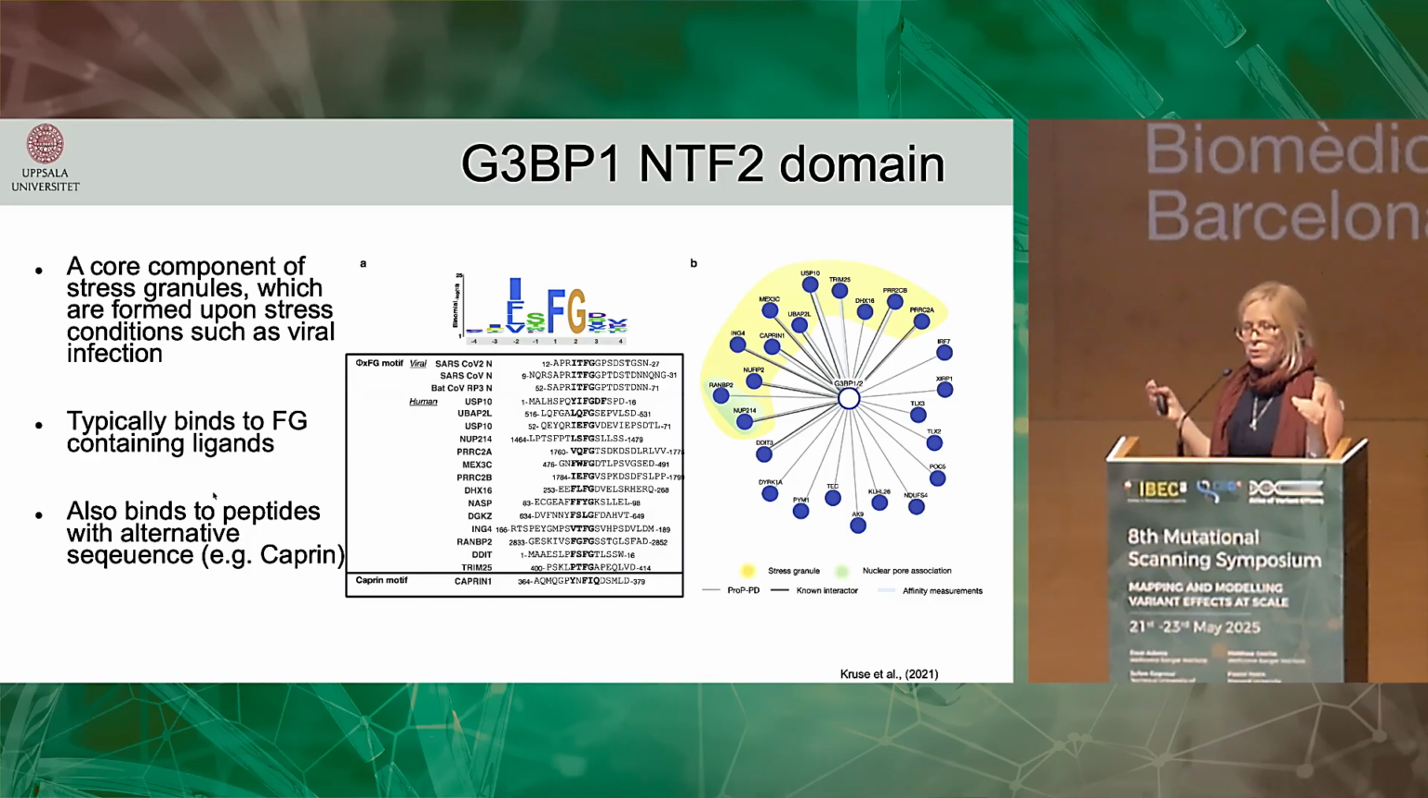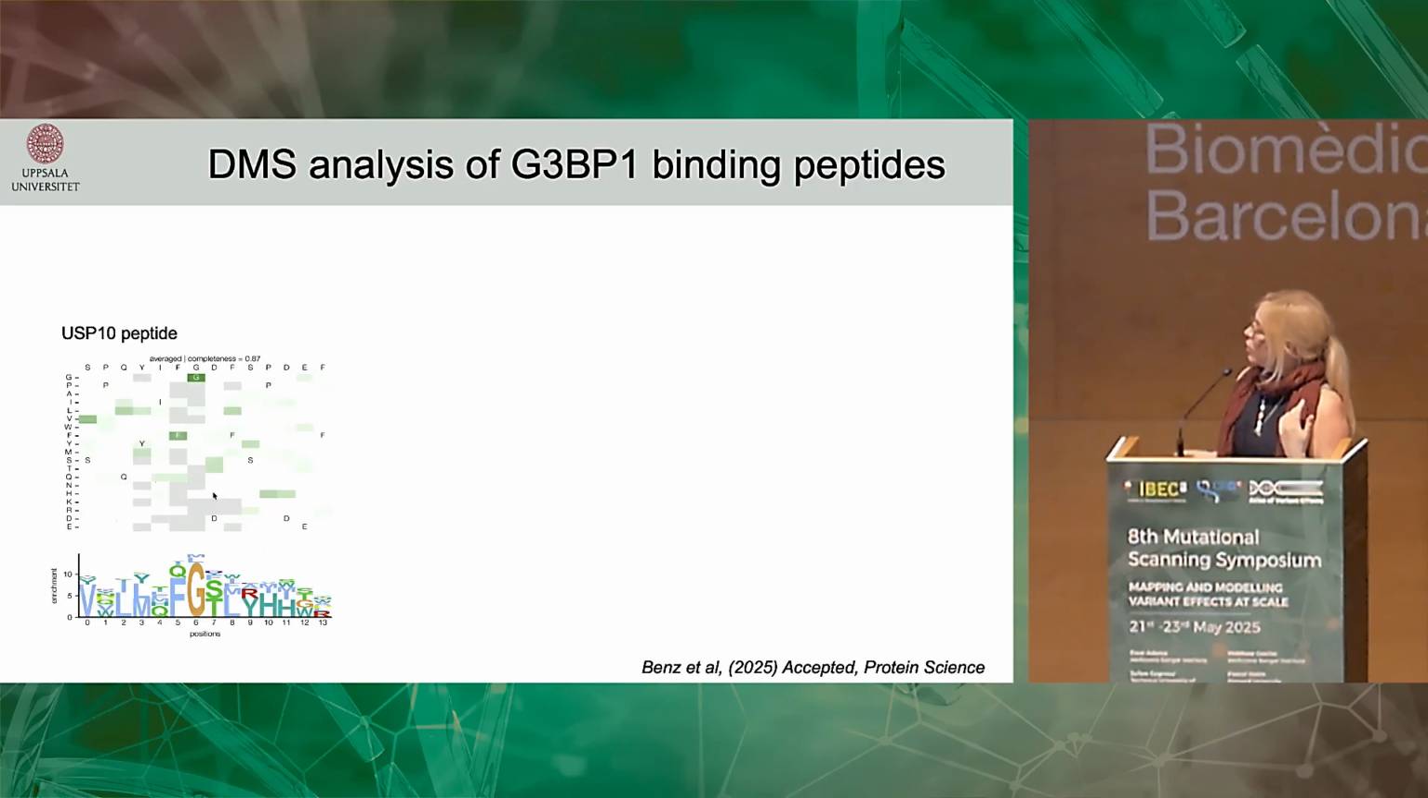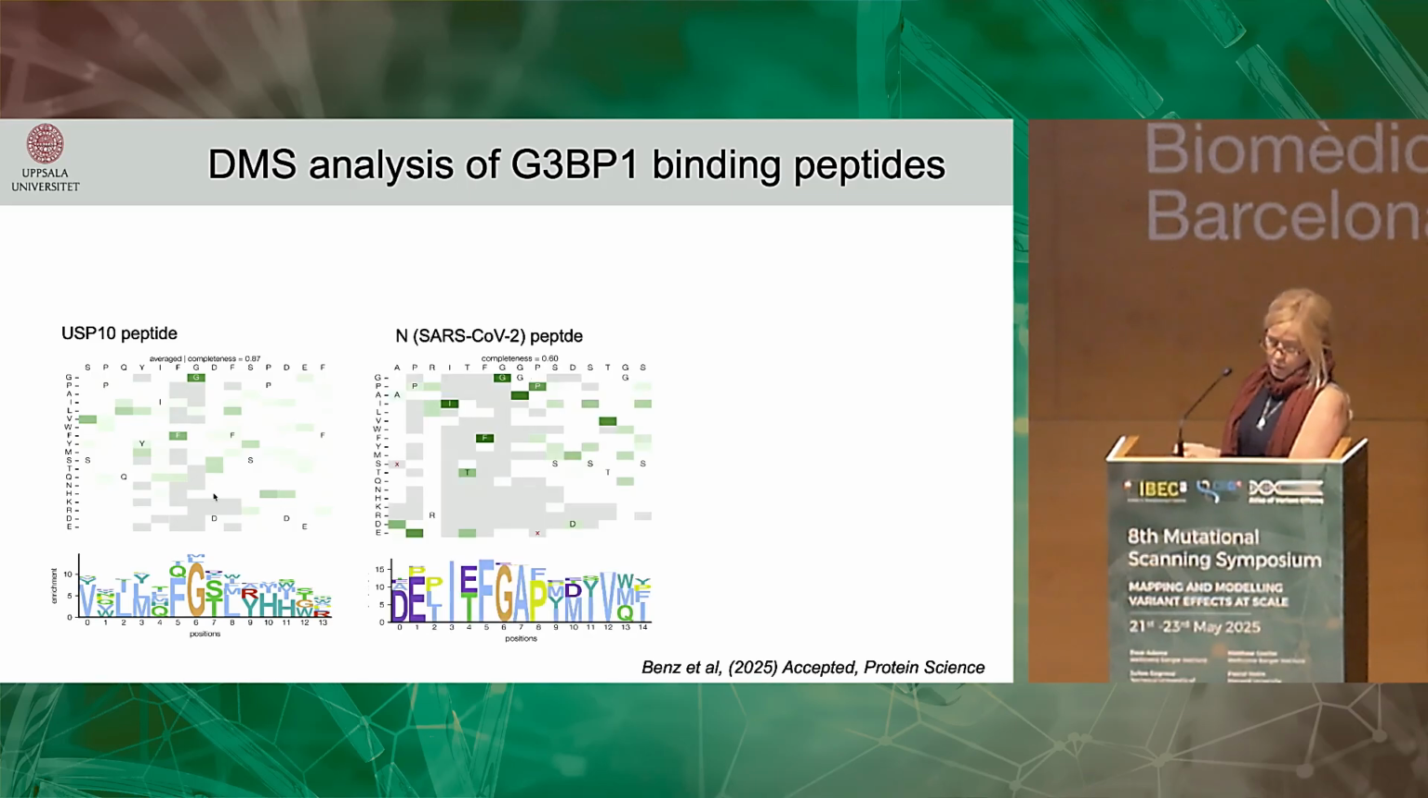So we thought this was an interesting case to include, because how does this protein really bind to 2 different peptides of different motifs? Just to start from the beginning, we have this USP10 peptide, where we have a classical FG motif in the middle, and through our DMS analysis, we do correctly get back the expected consensus motif. Here's a typo, sorry for that. We have the N peptide from the N protein of SARS-CoV-2, and again, we can get back the expected FG motif, while the flanking region starts to look a little bit different.